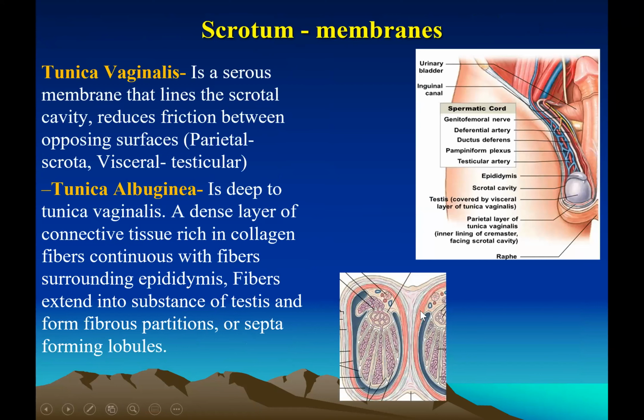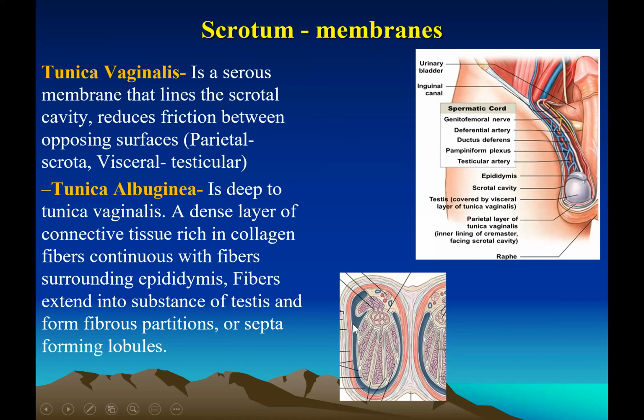So here, if you zoom into one scrotum, the membrane that lines the scrotal cavity is called tunica vaginalis. And the membrane that covers the testes is called tunica albuginea. It's a dense connective tissue that is rich in collagen, supporting the testes and giving them strength. And then the whole testes is in the scrotal sac, right?